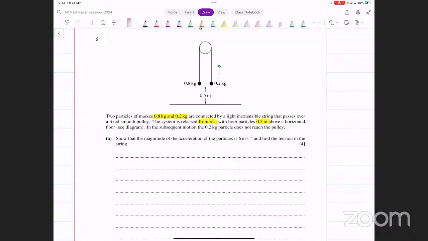Okay. Now, the first part says, show that the magnitude of the acceleration of the particle is 6 meters per second squared and find the tension in the string. Now, this is a standard Newton's second law of motion problem. You can see you've got two particles hanging like this. What are the forces acting on those two particles? On the one on the left side, you've got a downward force acting. That's the weight of the particle, that's 8 Newton. Upwards, you would have the tension in the string. Similarly, on the right side, you've got weight acting in the downward direction. That's 2 Newton. And there will be tension acting in the upwards direction. Okay, these are the forces acting. And that's it. There's nothing else here.